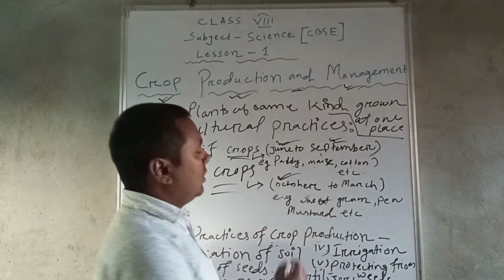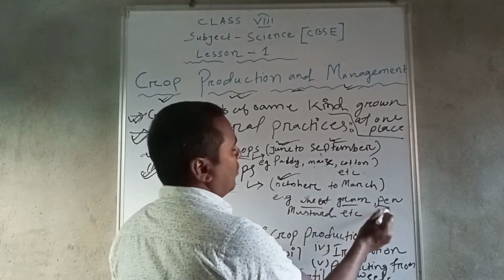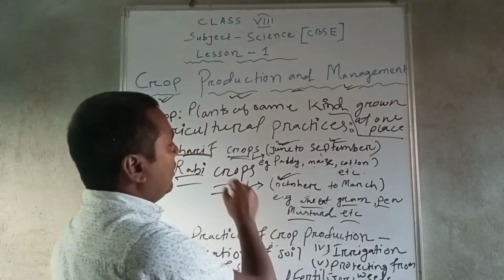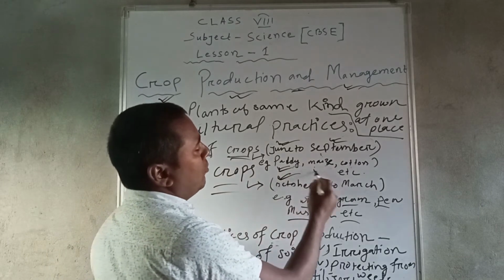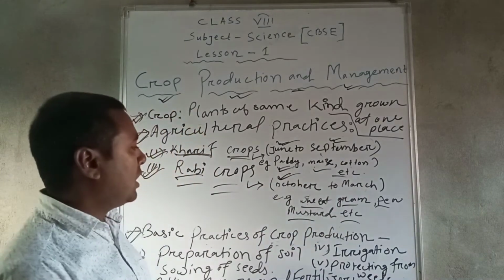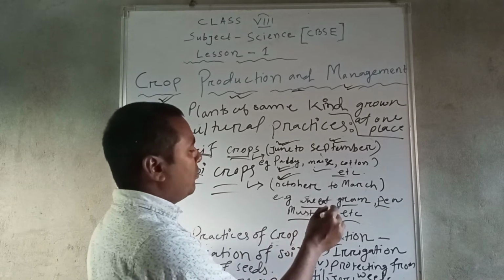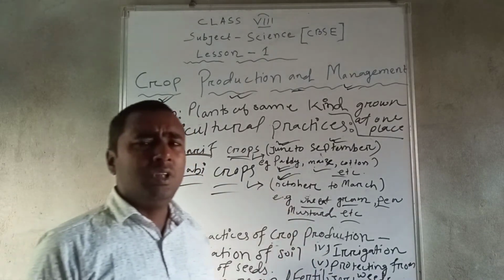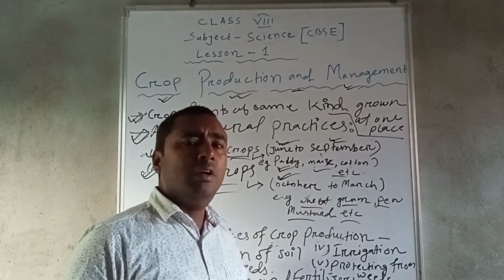Some examples of both types of crops I have given you here. Kharif crops are paddy, maize, cotton, etc. Rabi crops are wheat, gram, pea, mustard, etc. Besides these examples, you will find a lot of examples given in your book.